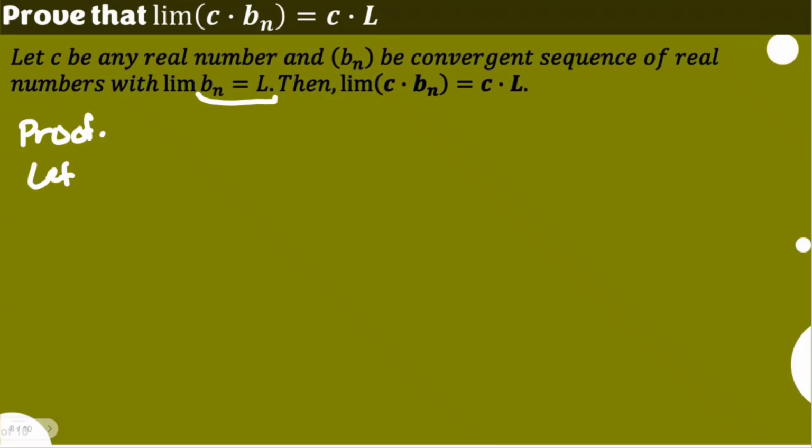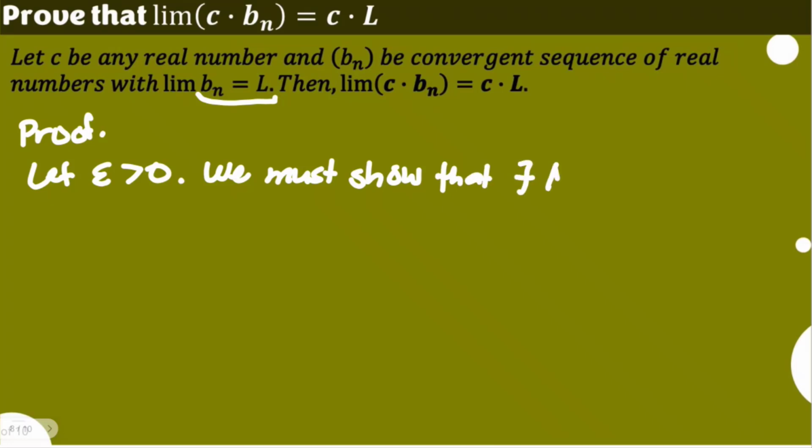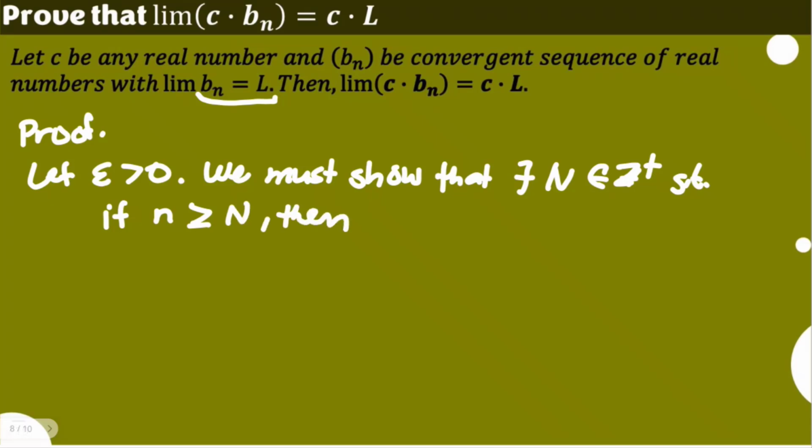Let epsilon be greater than 0. So epsilon is already here. So what we need to do is this. We must show that there exists an N which is an integer such that if n is greater than that N, then we could show, per definition, that the absolute value of the constant c times b sub n, the sequence, minus c times L is less than that said epsilon. So this is our target. If we could reach this, then we can now invoke that this is true.